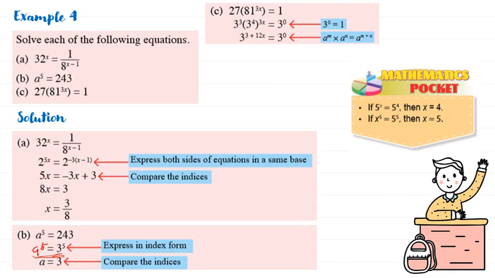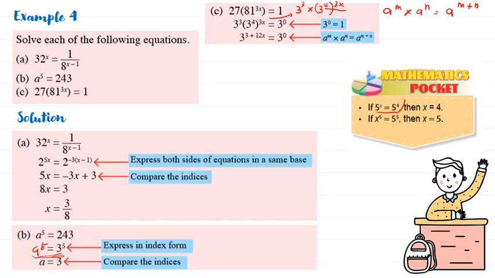This one actually comes from 3 to the power of 3 times 3 to the power of 4, 3x. So this one becomes plus. Remember the formula: a to the power of m multiplied by a to the power of n becomes a to the power of m plus n. In this one, we just multiply the index, 4 times 3x becomes 12x. So the answer should be 3 to the power of 3 plus 12x is equal to 3 to the power of 0.